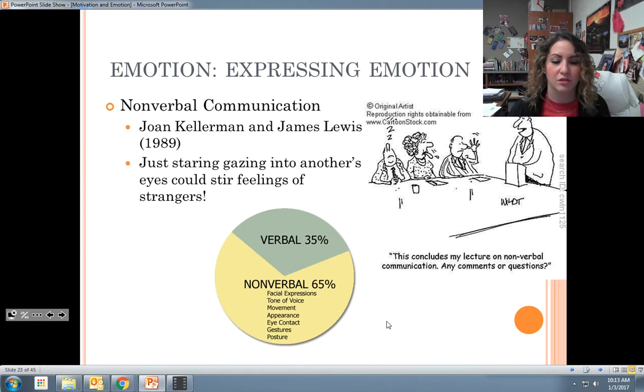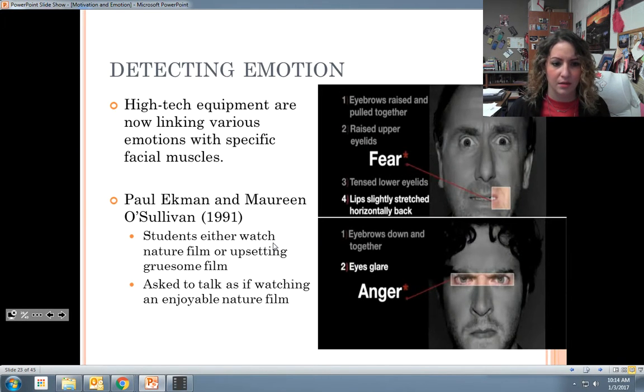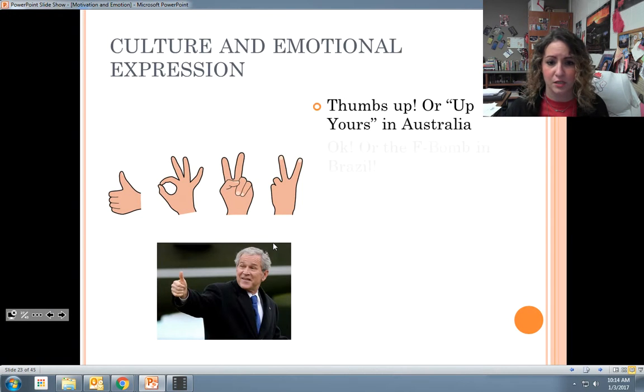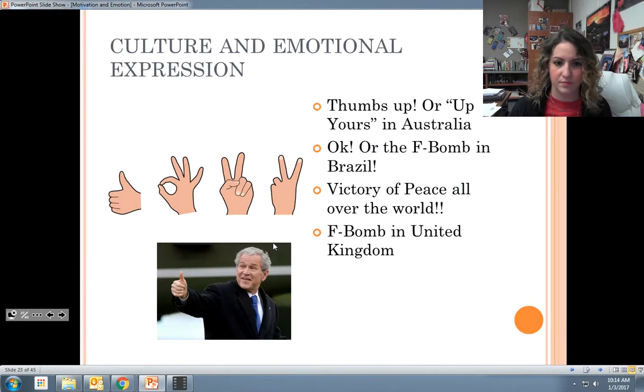Nonverbal communication: a lot of what we say is nonverbal, whether it's our tone of voice, our gestures, our posture, or facial expressions. Very little of what we say is actually verbal. You can detect emotions in the face. There are nonverbal gestures that also convey emotion and convey meaning.